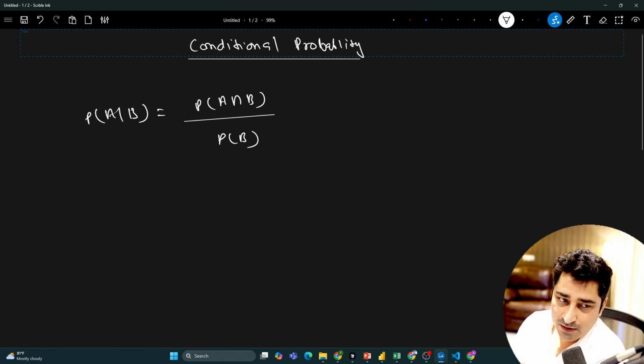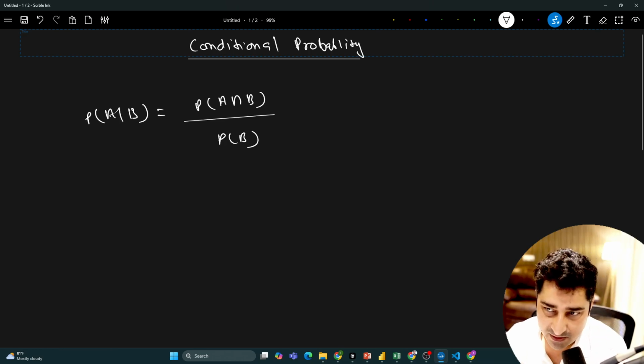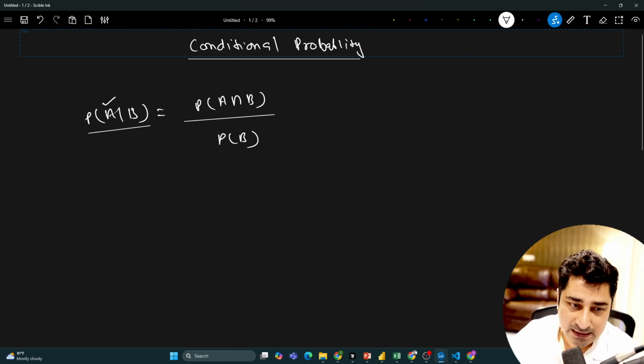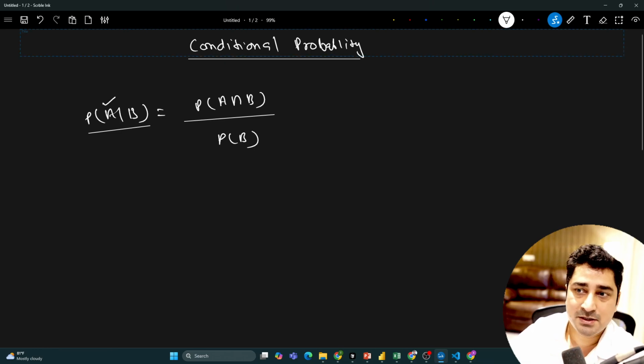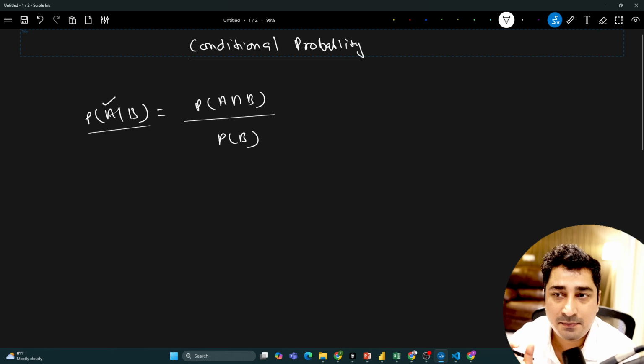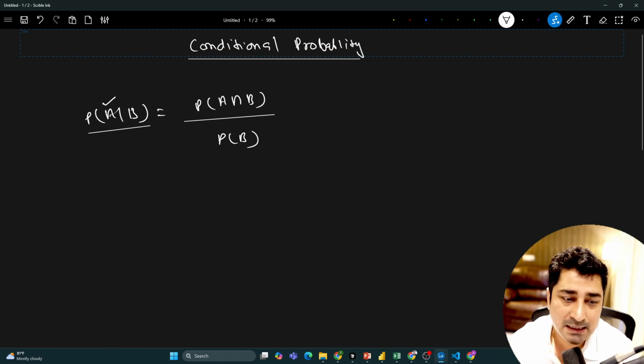Now, what is the meaning of this? The meaning is very simple. You can read it this way: the probability of event A occurring, given that B has already occurred. That is called conditional probability. We are just giving a condition, and based on that condition we find out the probability of event A if B has already occurred. B is basically a condition, so technically it's called conditional probability.